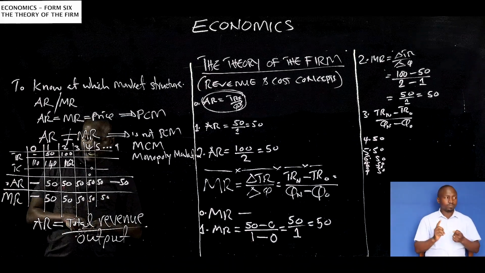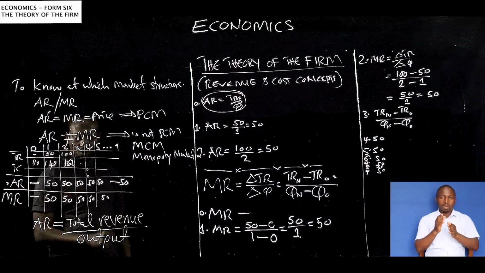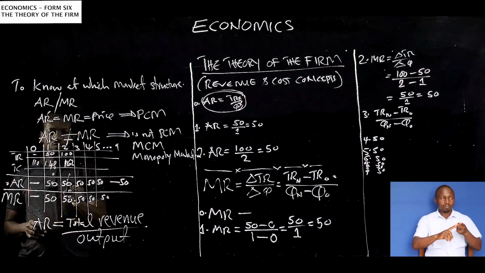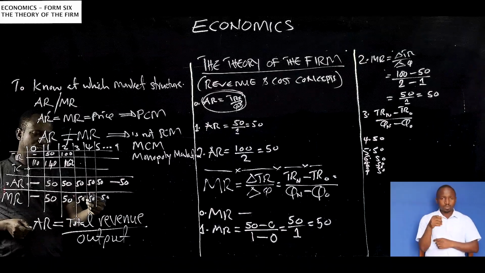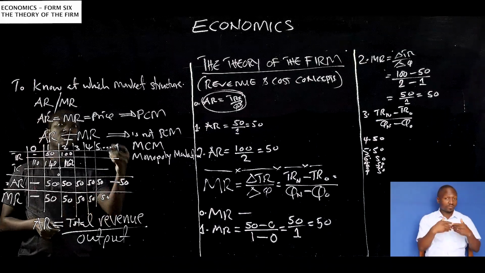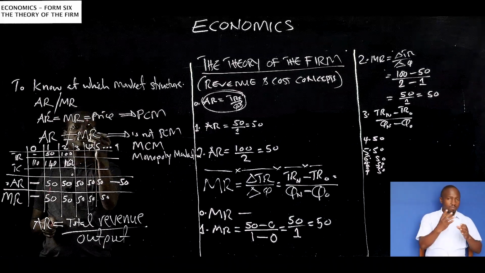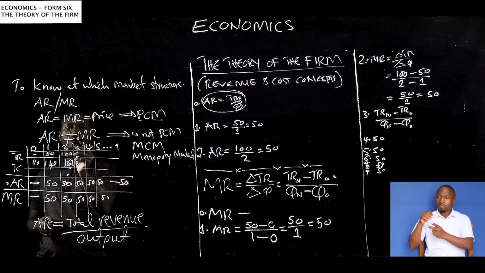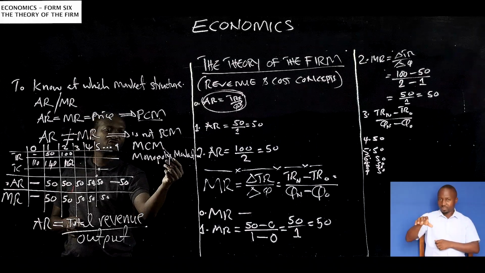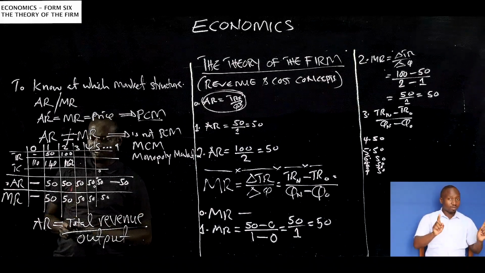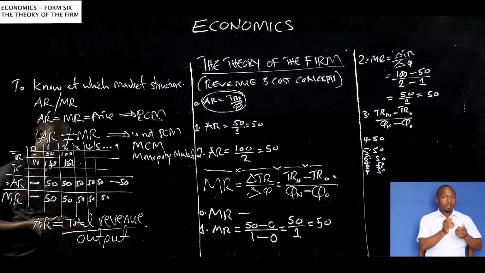So now we have the average revenue column and the marginal revenue column. If marginal revenue and average revenue are the same, there is no difference. When we started, we said average revenue equal to marginal revenue is a perfect competitive market. When they differ, it's not a perfect competitive market. It may be a monopolistic competitive market or monopoly. So now we see in our answer, average revenue is equal to marginal revenue at all levels.